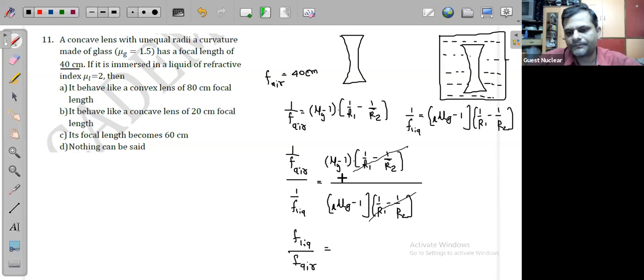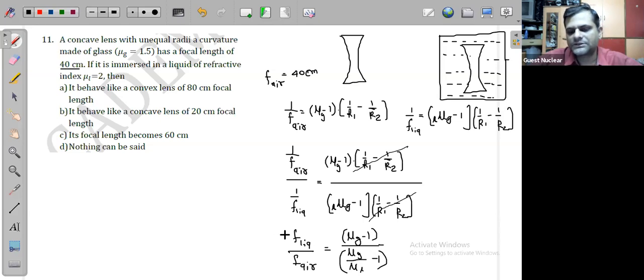So in the next step, we can just have this as F liquid upon F air, which is equal to simply mu g minus 1 upon, here it is the refractive index of glass with respect to liquid, which will be actually mu g upon mu l, and that is minus 1 here. Okay, तो ये relative refractive index का formula है. Relative refractive index of glass with respect to liquid is always equal to the ratio of refractive index of glass upon refractive index of liquid as well.